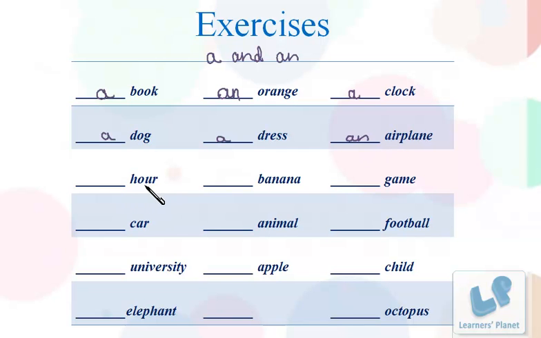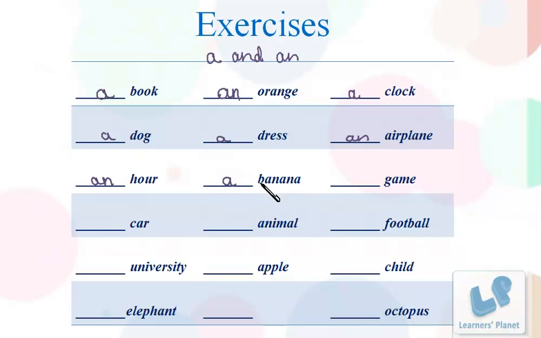Now friends, let us see this one. Hour, an hour. We use an over here, and we have also discussed this word in one of the sessions on indefinite articles, where I said the sound matters, not the spelling. When you listen to this word hour carefully, you hear only the "our" sound. The H is silent over here. That's why we use an, because the sound is a vowel sound. So, an hour.